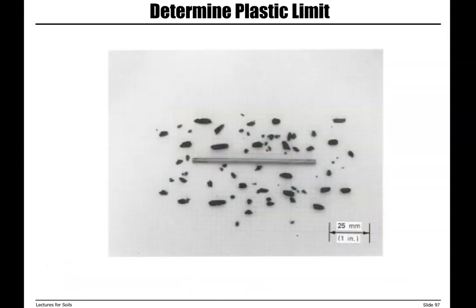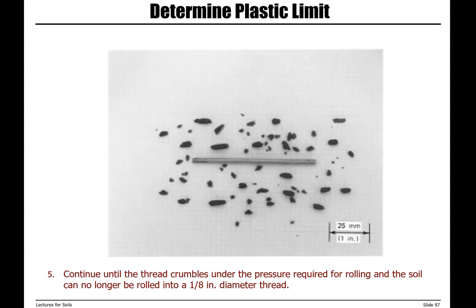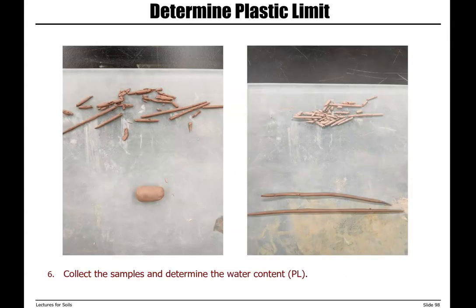You keep doing that until you see cracks appearing. So you get samples from where you see cracks appearing in your sample and calculate the water content of this sample. Water content of this sample is our plastic limit.